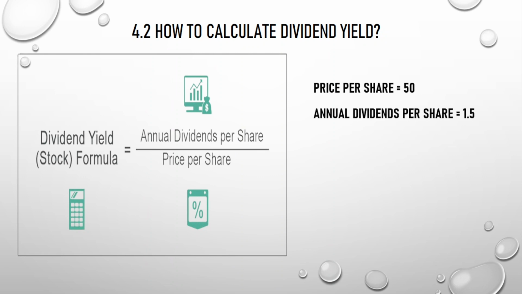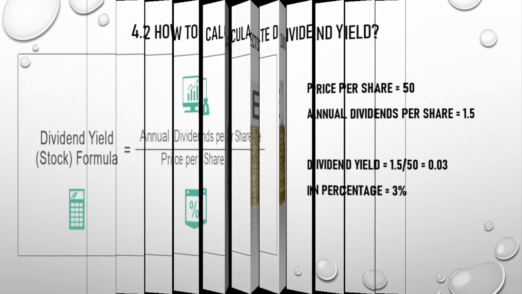Let's say a public company's share price is 50 rupees and it pays an annual dividend equal to 1.5 rupees per share. To determine the dividend yield, divide the dividend amount per share by the price per share. That is 1.5 rupees divided by 50 rupees. It gives you 0.03. Convert the decimal to a percentage and you get a dividend yield of 3%. That means you would earn 3% in dividends per year for an investment in the company's stock at this price, assuming the dividend payout remains unchanged.